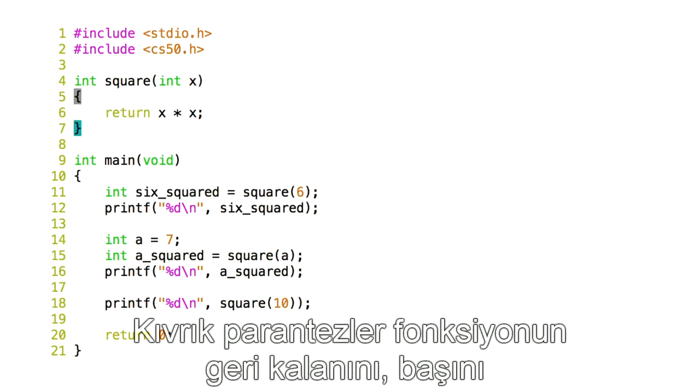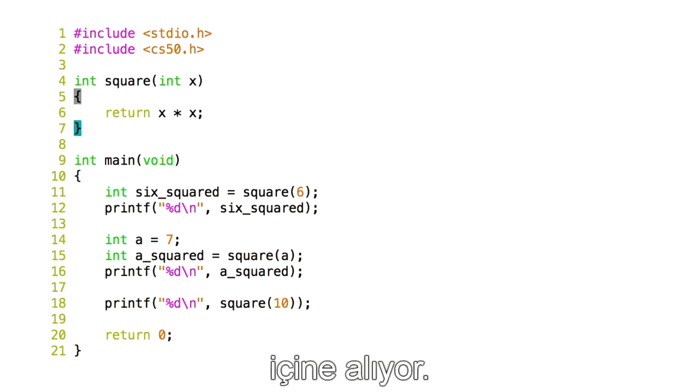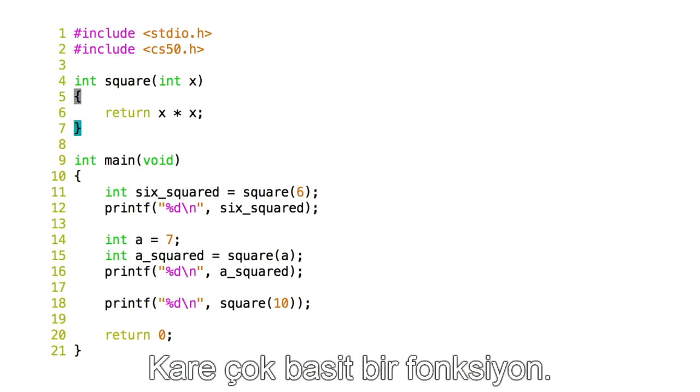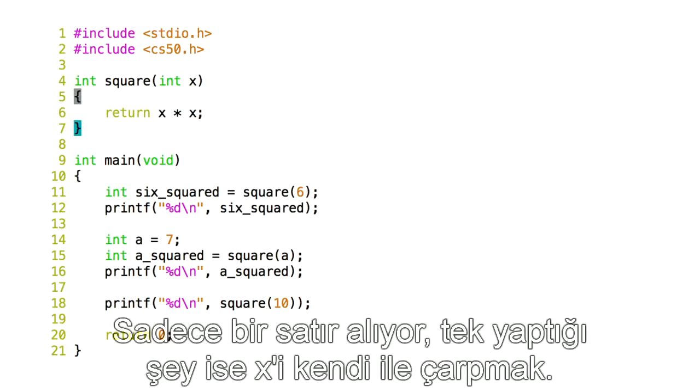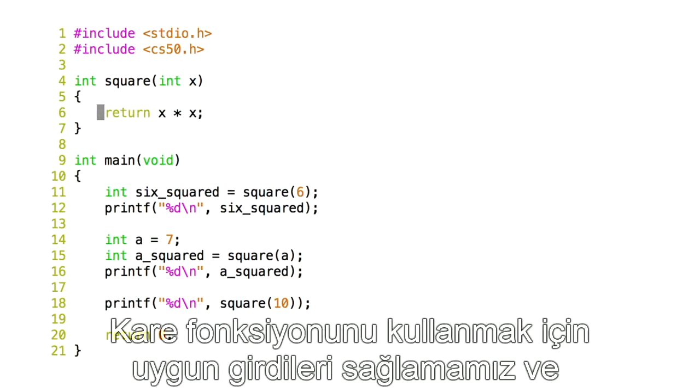The curly braces surrounding the rest of the function denote the beginning and the end of the function body, the definition of the function itself. Square is a pretty simple function. It's only got one line, since all we have to do is multiply x by itself. The word return specifies the output value and triggers the end of the function.